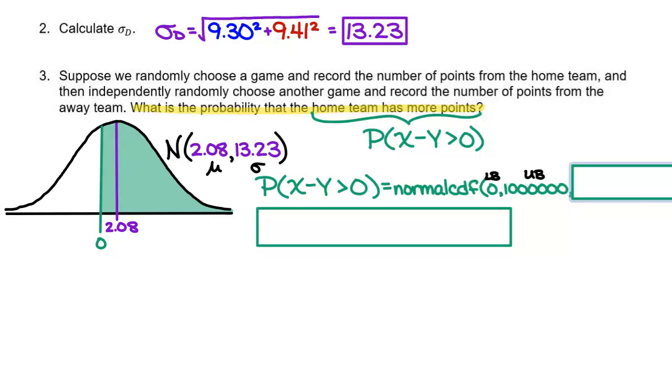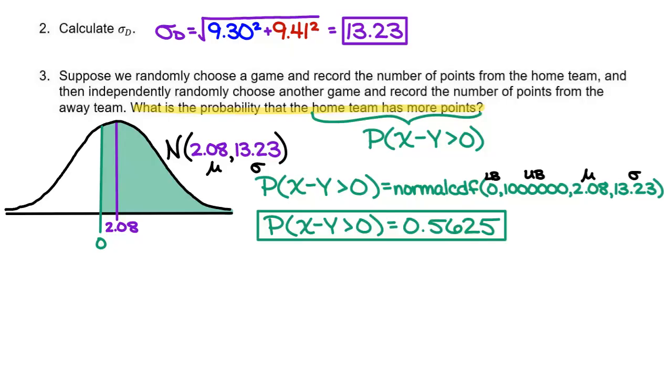All right, what other 2 numbers do I need here? The mean and the standard deviation, which should be part of your notation over here. And what do we get as an answer? 0.5625, 0.5624, depending on how you round. Yep.